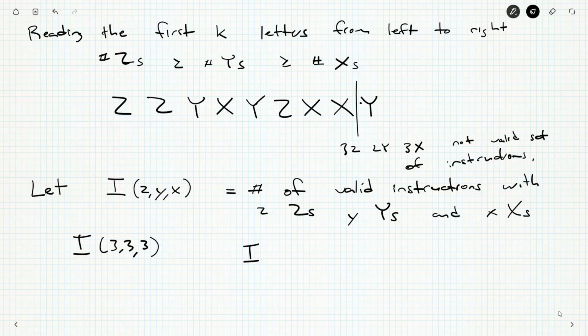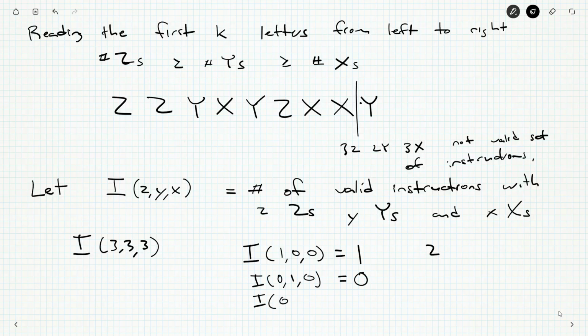I know for a fact that for I100, there's one way to just have Z be listed. It's just going to be Z. And there are going to be no valid instructions that start with Y, and no valid instructions that start with X. Now, how do these things get put together?